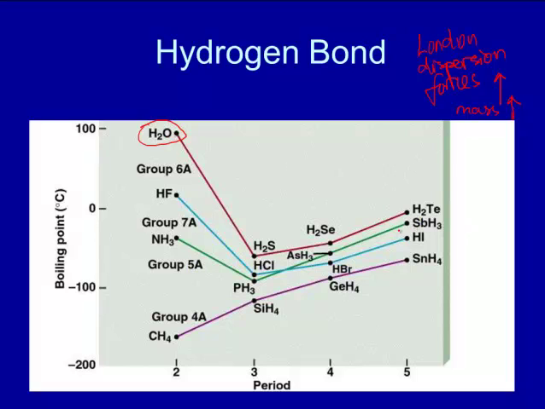Same trend is here for group 15. For group 15, you can see it's nicely trending down with the reduced mass, and suddenly it went up significantly. Okay, same thing with the HI, HBr, HCl, and suddenly HF went up this much. So those are normally caused by the hydrogen bond.